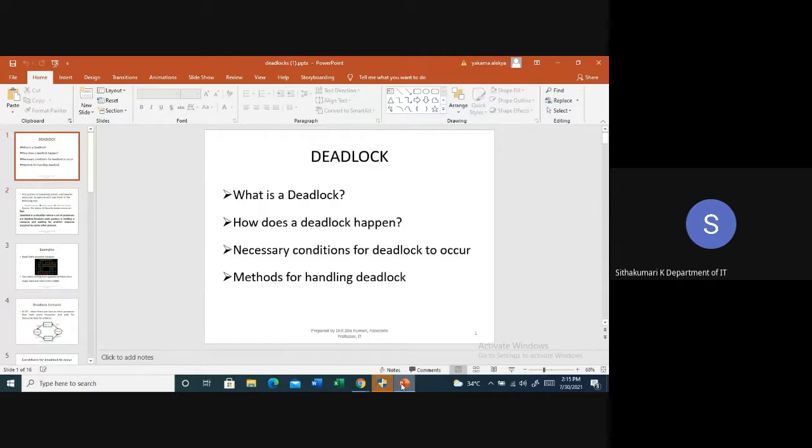Today I want to discuss deadlocks. Deadlock is an important concept in operating systems. In real time also we will come across this deadlock situation. Let us focus on what a deadlock is, how a deadlock happens, what the necessary conditions are for the deadlock to occur, what the methods are for handling the deadlock, and how to resolve the deadlock. So let us focus on these issues in today's session.